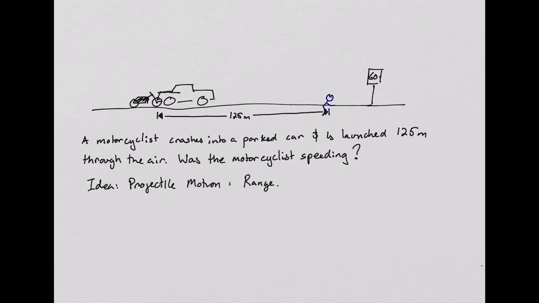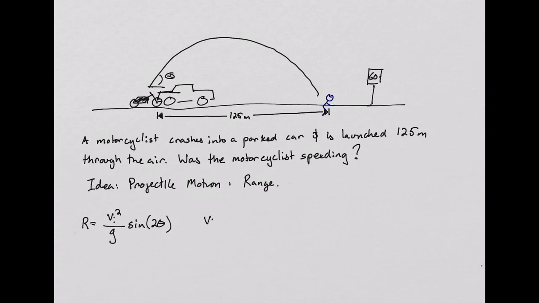We will go ahead and start out by writing the range equation. We have that the range is equal to the initial velocity squared divided by the acceleration due to gravity, times the sine of twice the angle that he flew off at. So if I draw in a probable trajectory, I need to know this initial angle theta to be able to find the initial velocity.